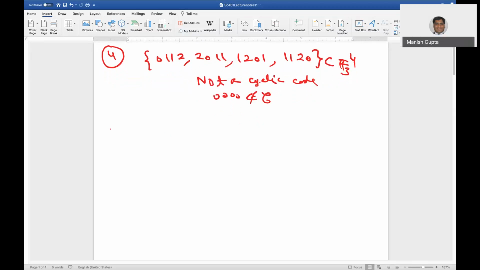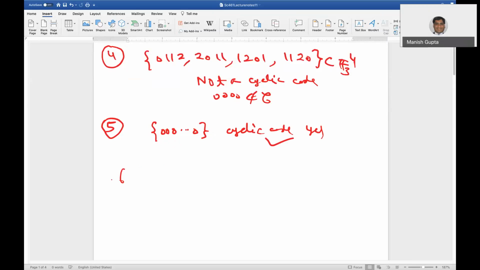Fifth example, we take a code consisting of the all-zero vector. Is it a cyclic code? The answer is yes. This is a cyclic code because this is linear, and the cyclic shift of the all-zero vector is again the all-zero vector, so it is there.